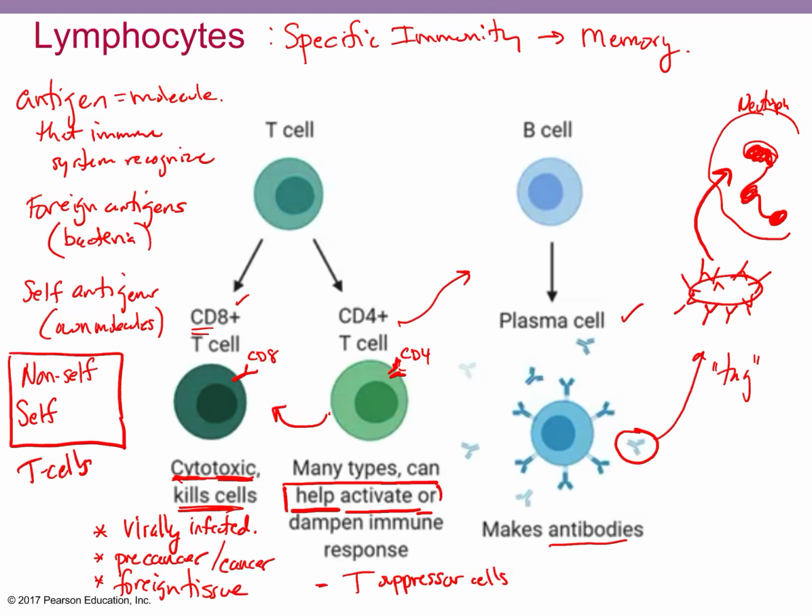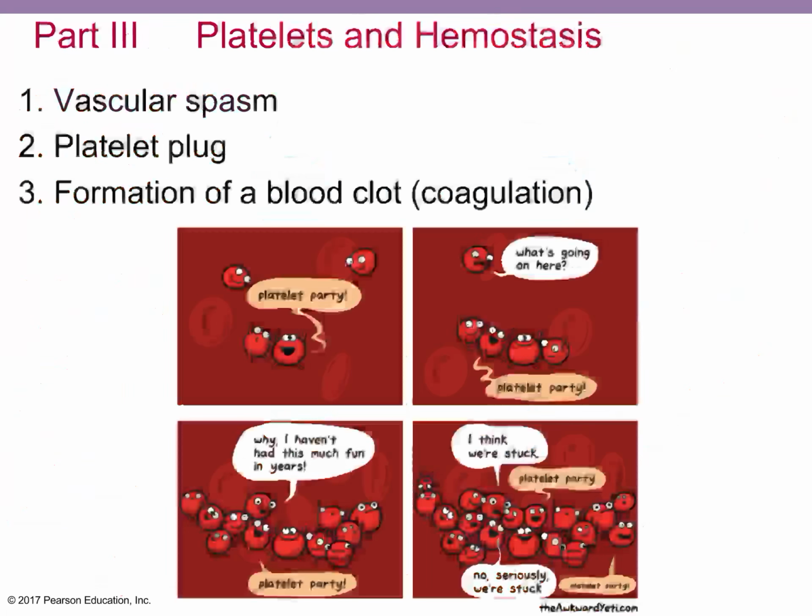And then there's another kind of T cell called a null cell or natural killer cell. And natural killer cells are sort of specialized for virally infected cells. So this natural killer, NK, is a kind of CD8. So it's going to attack virally infected cells, very fast acting. So natural killer. All right, so that is our lymphocytes in a nutshell.